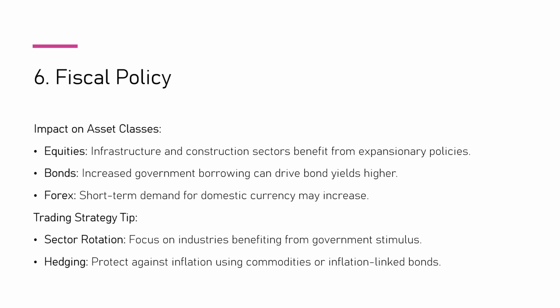Understanding fiscal policy helps traders navigate economic cycles and identify opportunities in sectors poised for growth or contraction. Fiscal policy plays a major role in shaping market opportunities for traders. Expansionary policies, such as government stimulus, often benefit equities in sectors like infrastructure and construction, making them prime trading opportunities. Increased government borrowing can lead to higher bond yields, influencing fixed income markets, while short-term demand for domestic currency may rise in response to fiscal measures. Traders can adjust strategies by rotating into industries supported by government spending and using hedging techniques such as commodities or inflation-linked bonds to manage risk.